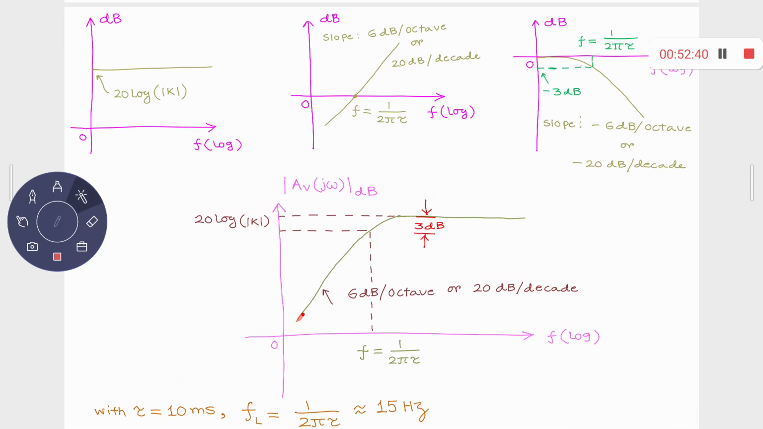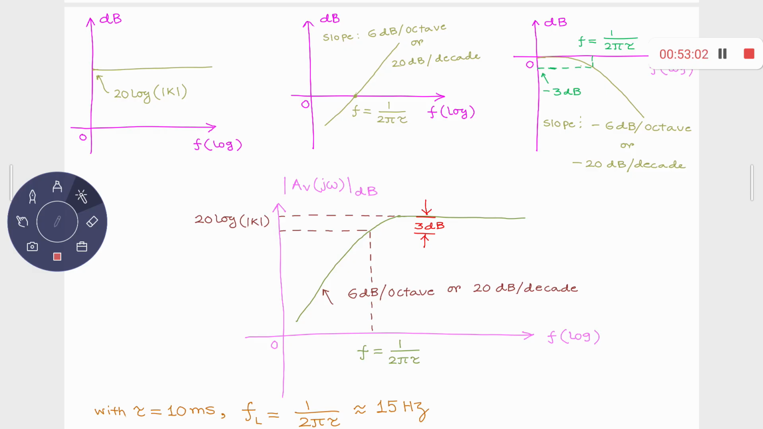Here I find that at very low frequency, the gain will increase by 6 dB per octave or 20 dB per decade. Then ultimately, when the frequency of operation is very large, it becomes constant, and that constant value is given by 20 log mod k. Because the second and third parameters cancel each other at very high frequency.